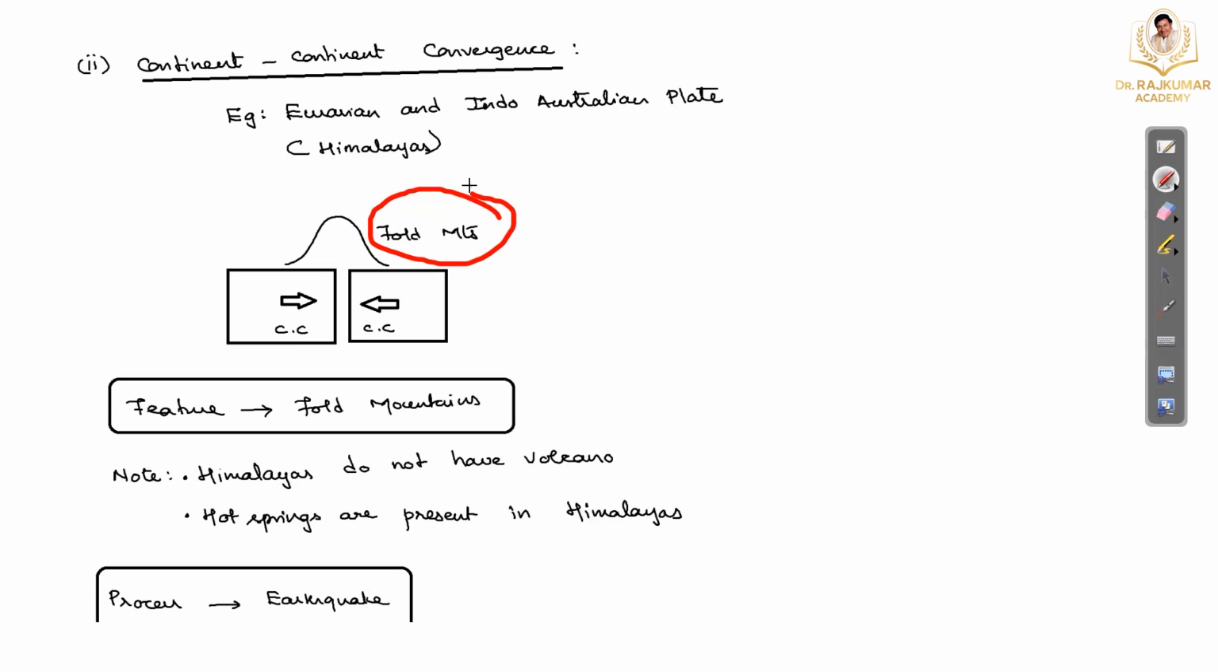Here the subduction is not going to take place. If subduction does not take place, what will not happen? Destruction. If destruction is not taking place, what I may not have is volcanic activity. So, wherever I have a fold mountain which is the result of continent-continent convergence, this type of fold mountain will not have what? Volcanoes. Very, very important. The Himalayas is the only fold mountain system in the world which does not have volcanoes, because it is purely continent-continent convergence. You don't have volcanoes in the Himalayas.